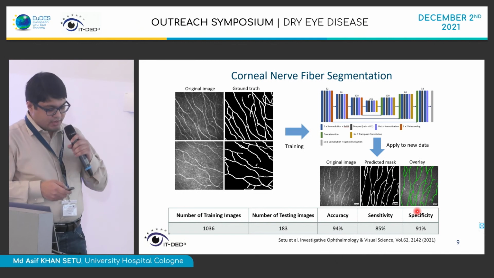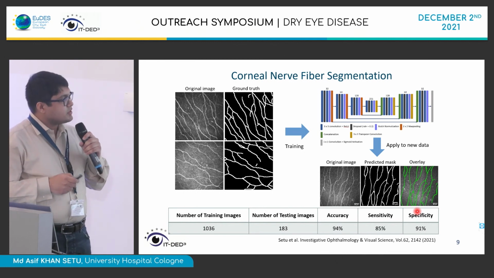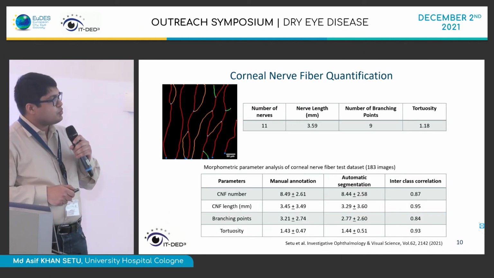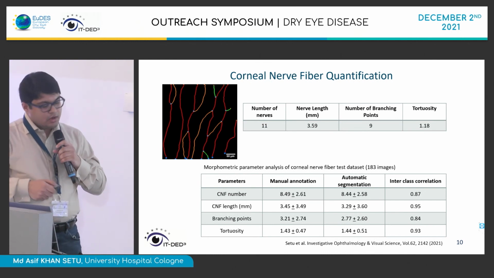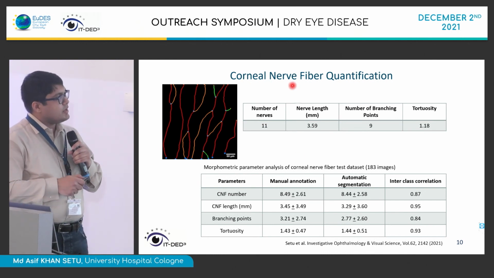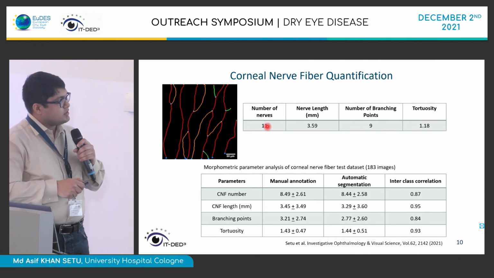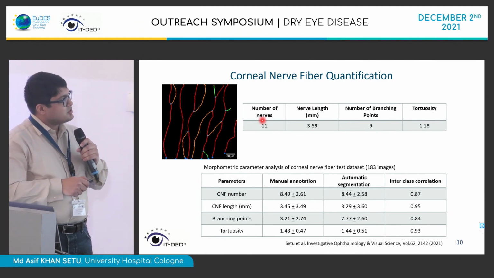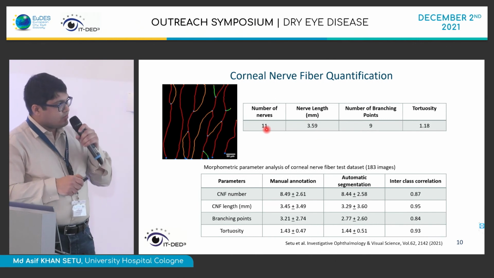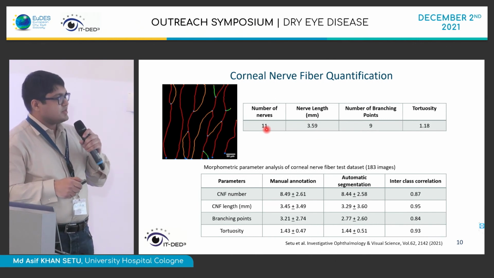Same as with the Meibomian gland segmentation, we further quantify the segmented images and provide quantification parameters, like how many nerves are present on the segmented images. Here you could see the total number of nerves, total length, branching points, and tortuosity.